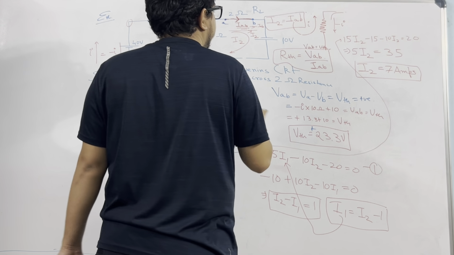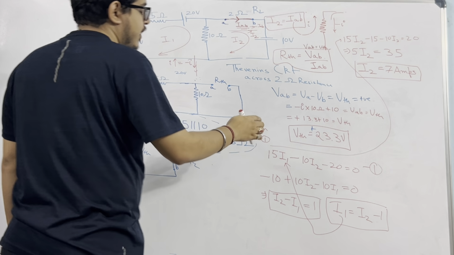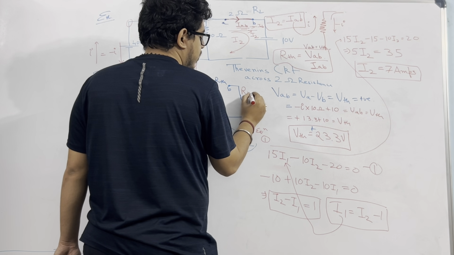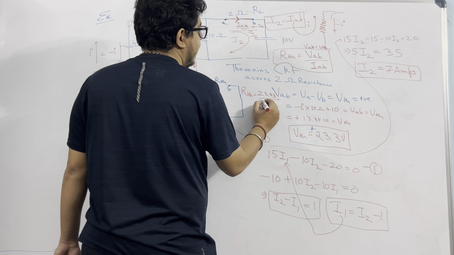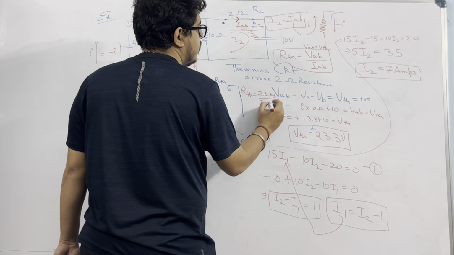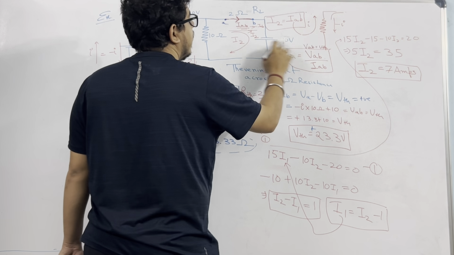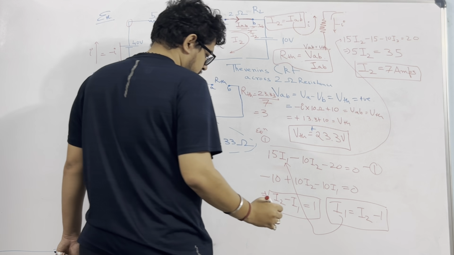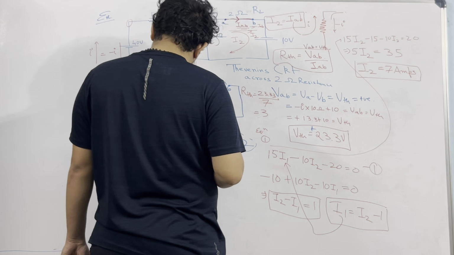So I now know IAB. So what is VAB? VAB we already know, 23.33. So RTH will be equal to VAB, 23.33, upon IAB, which will be equal to I2. And what is I2? 7 amps. So which will also give 3.33 ohms.